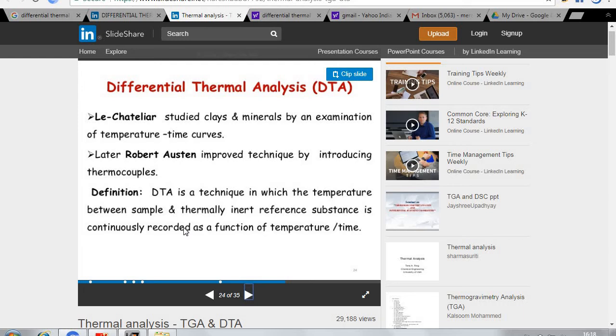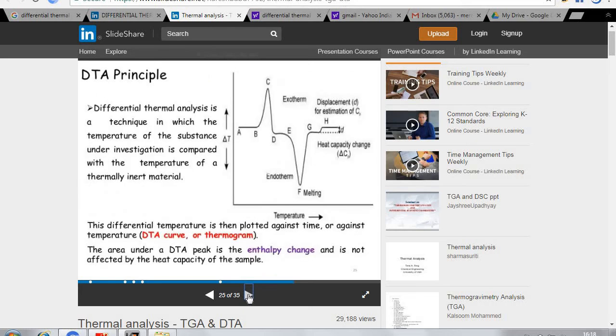It is a technique in which the temperature difference between the sample and the thermally inert reference substance is continuously recorded as a function of temperature or time. Both samples are kept in the oven at the same time, undergoing the same temperature program in a controlled environment, and then you see what kind of changes are happening in both. This is the plot you obtain; the graph is plotted between temperature and delta T.